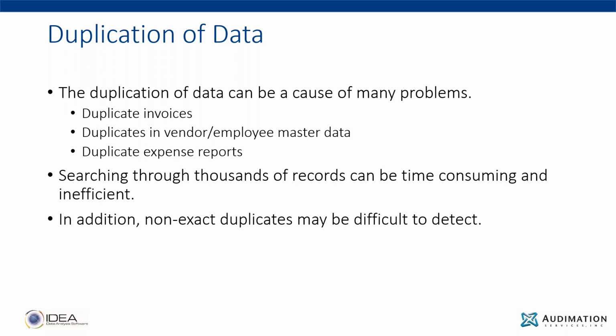Sometimes searching through those records, thousands of records, can be time-consuming and inefficient. And even if you have it drilled down to smaller portions, it could also be harder to identify smaller particles. In addition to the duplicates, you could have non-exact duplicates, and they could be a lot more difficult to find because they might have an A at the end of a specific field that you were looking at for duplicates.